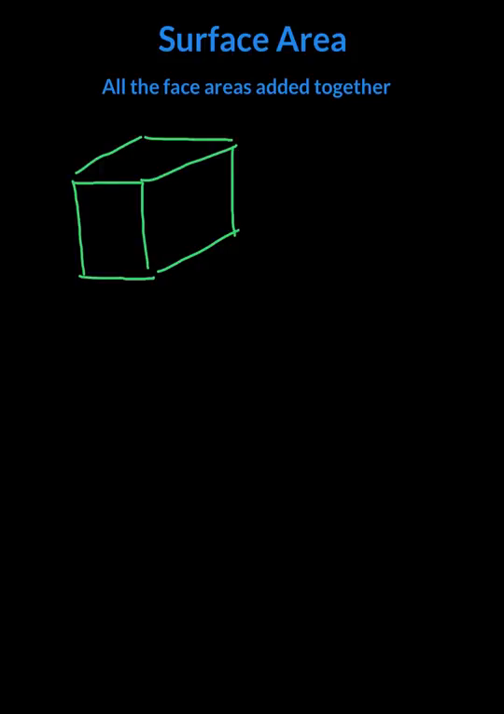Hello students, so today what we're going to start working on is surface area. So surface area is for a 3D shape. So you're going to think about objects you see in your everyday life. And the idea of surface area is you just take all the faces or the sides and you find their areas and then you add them together. And that's your total surface area.